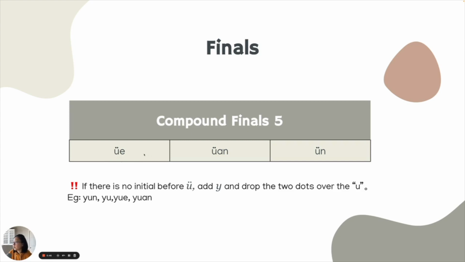yue, moon in Chinese, yue, and then yuan, and then yun. If there's no initial before the yu, add y and drop the two dots over the u here. So it's yun, yu as fish in Chinese. And then yue, moon, yuan, Chinese RMB, yuan.